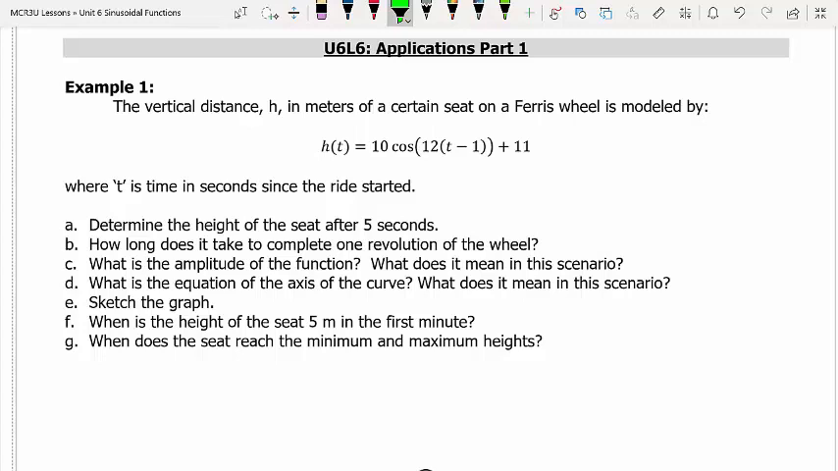Unit 6, Lesson 6, Applications Part 1. So applications in this unit involve giving you an equation, and then you have to answer a bunch of questions by applying the equation.